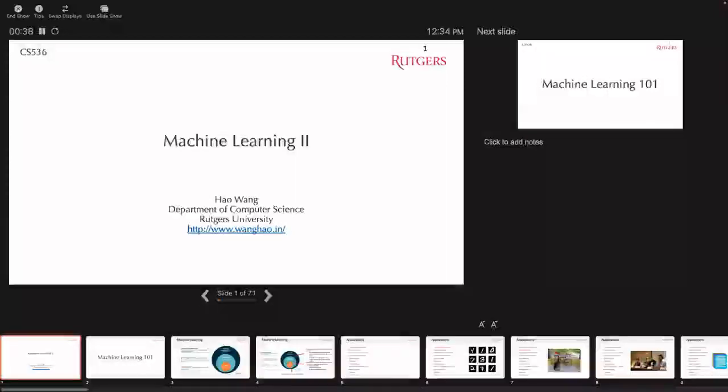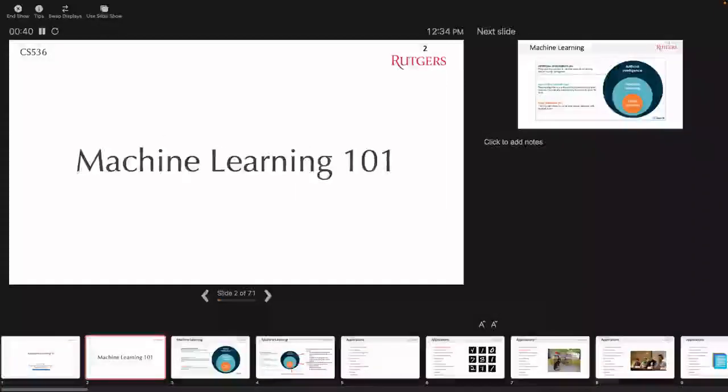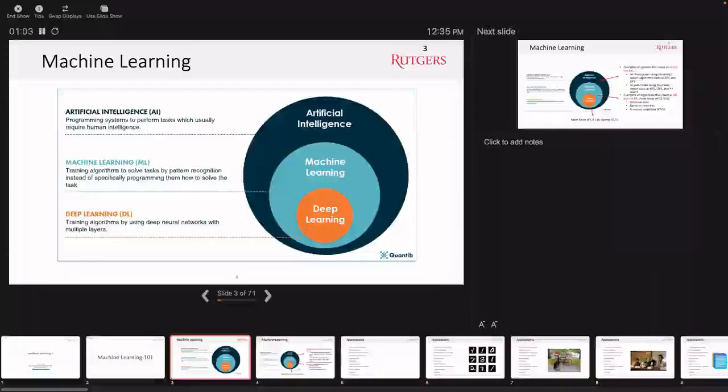So this is Machine Learning 2, and it will, again, mostly be about deep learning. But before getting into deep learning, I would like to have a mini lecture or mini tutorial for machine learning. So this is machine learning 101. It's not just deep learning. Just to give you the very, very grand overview.